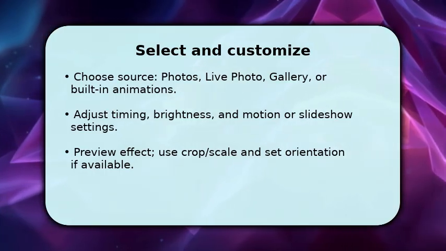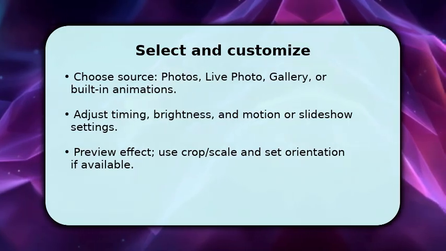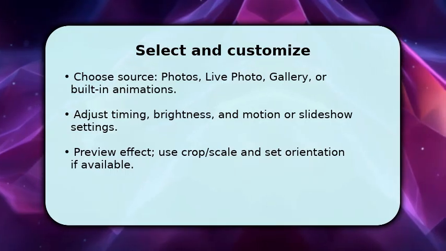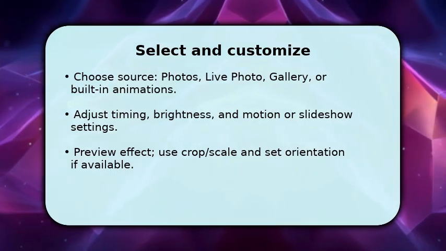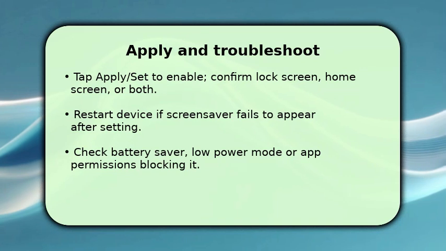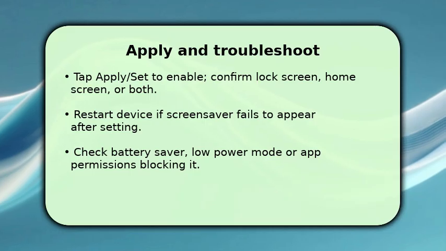Use crop and scale to frame the image properly, and set orientation or loop behavior if offered. Preview the screensaver to confirm transitions and legibility. If text or icons clash, change contrast or pick a different image before you finish by tapping Apply or Set and choosing whether it runs on the lock screen, home screen, or both.